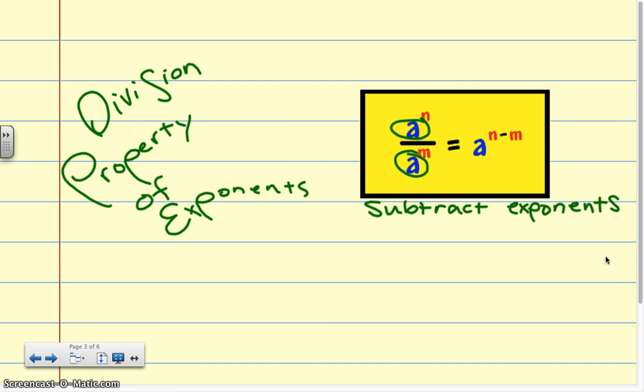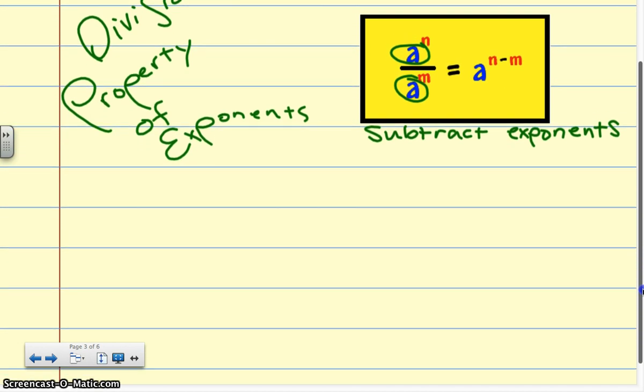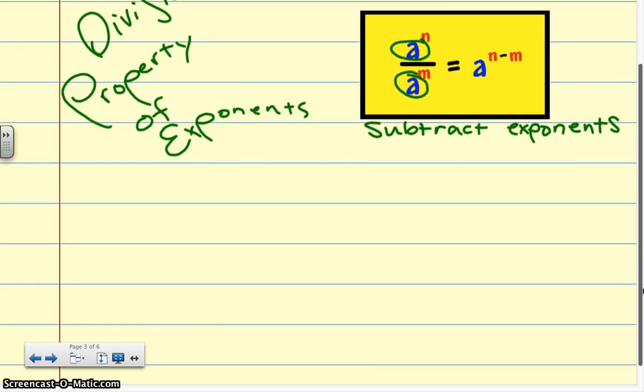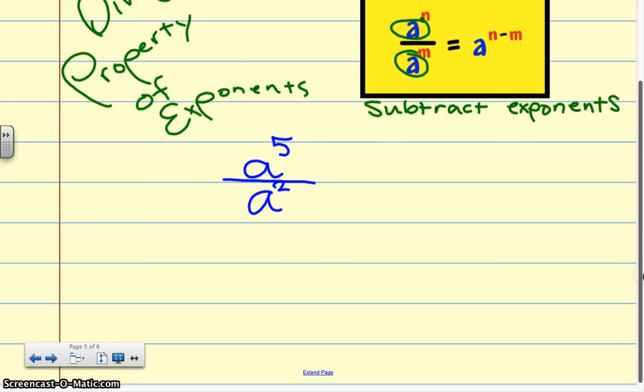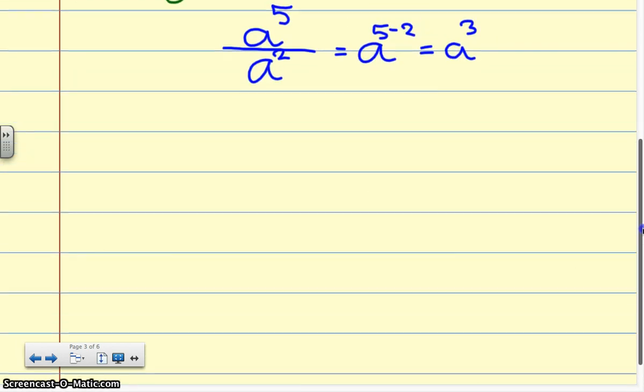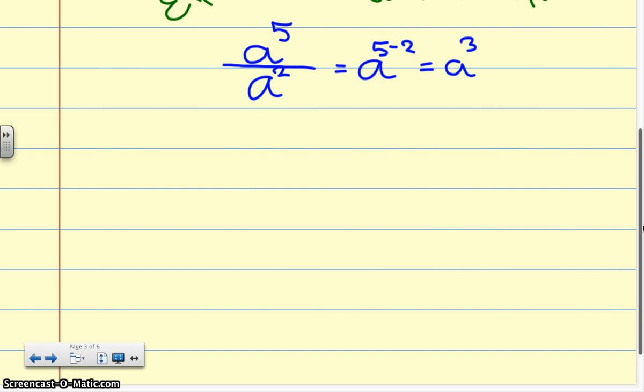Okay, we're going to apply these skills. So I'm just going to make some for you to write in your notes, and then we're going to practice some more. So if I had a to the 5th over a squared, that would equal, write it in your notes, a to the 5 minus 2, which is a cubed. Okay? And again, it does get a little more difficult because you're going to have to start applying all the properties that I've shown you so far.